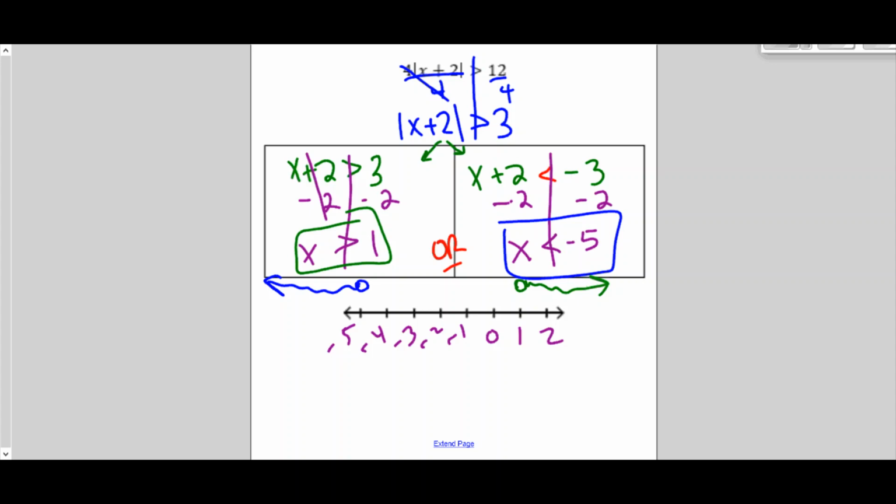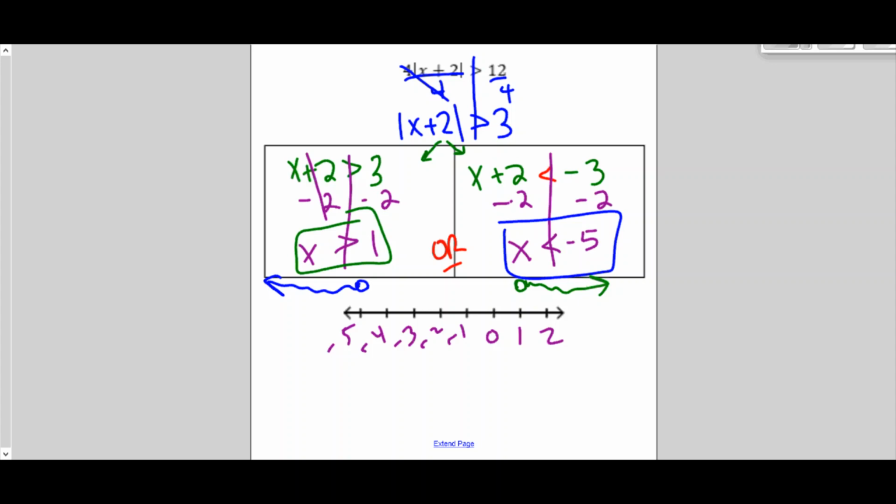So here, the inequalities are pretty easy to solve. All you had to do is subtract 2 from both sides for both of the inequalities. So you get x is greater than 1 or x is less than negative 5. X is greater than 1, I shaded that in green. So open circle at positive 1, shade to the right. And then open circle at negative 5, because x is less than negative 5, and shade to the left.